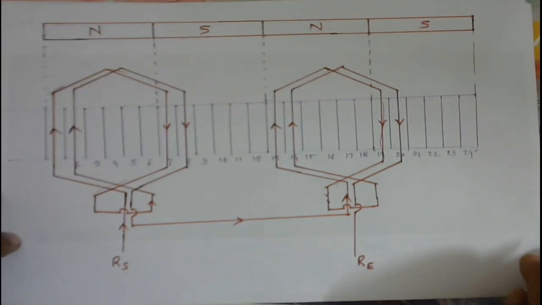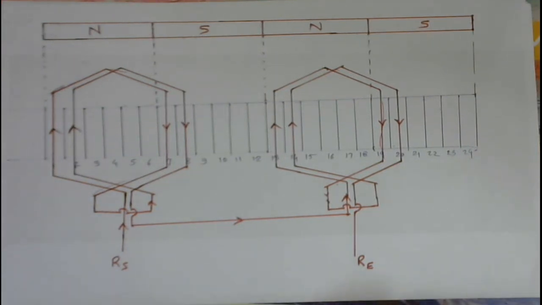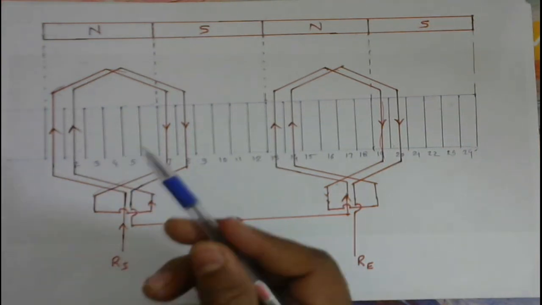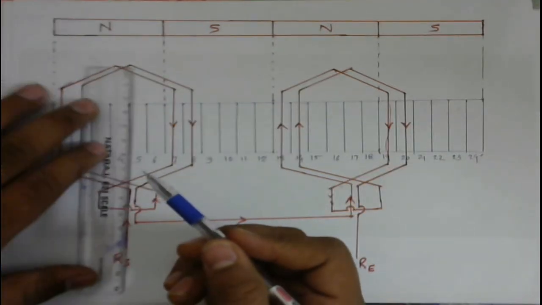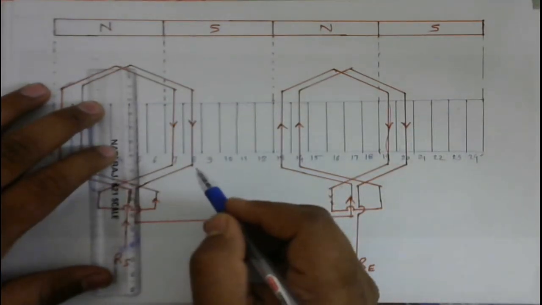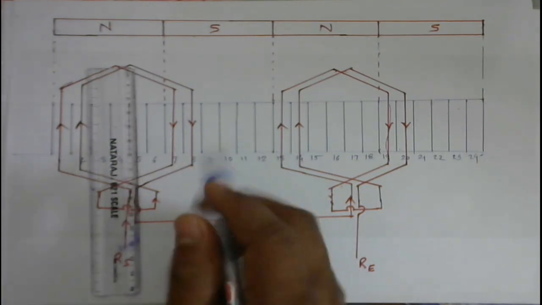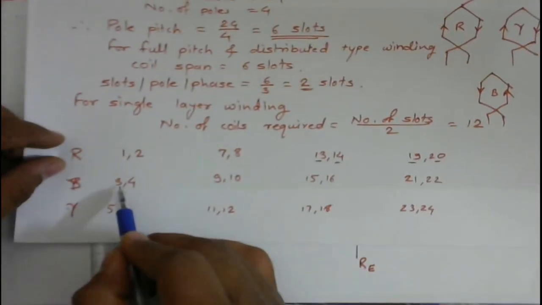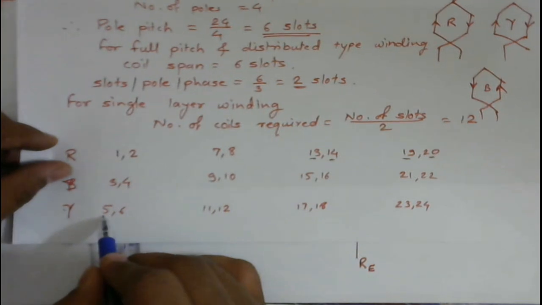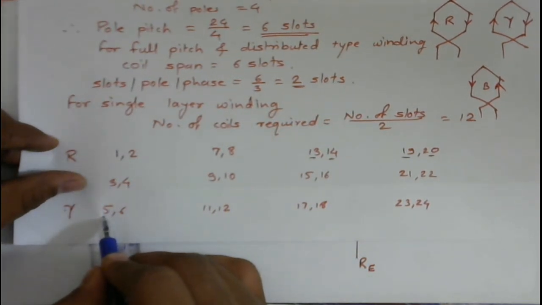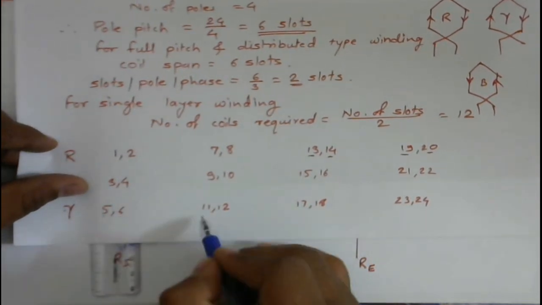So right now we have completed the R phase winding. Then we'll proceed with Y phase. I will use a blue color pen for Y phase. See here, for Y phase winding, it will be from 5 to 11 and 6 to 12.